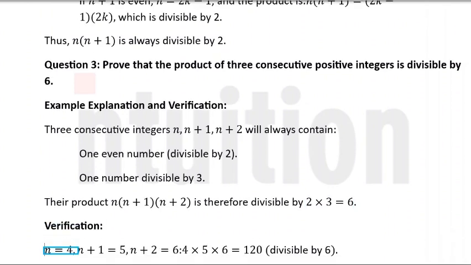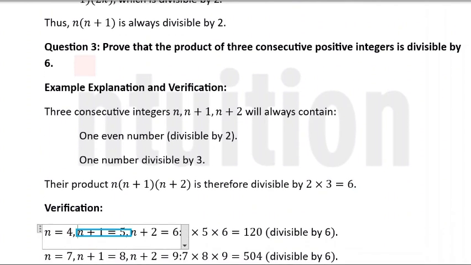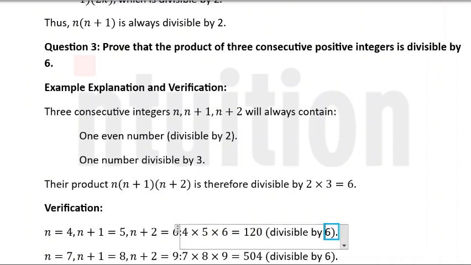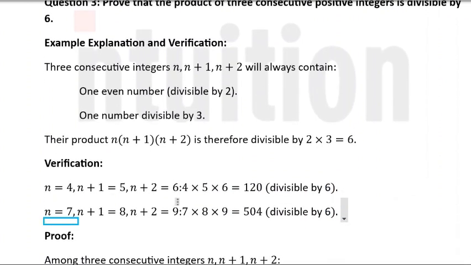Verification. N equals 4, 4 plus 1 equals 5, plus 2 equals 6. 4 times 5 times 6 equals 120, divisible by 6. N equals 7, 7 plus 1 equals 8, plus 2 equals 9. 7 times 8 times 9 equals 504, divisible by 6.